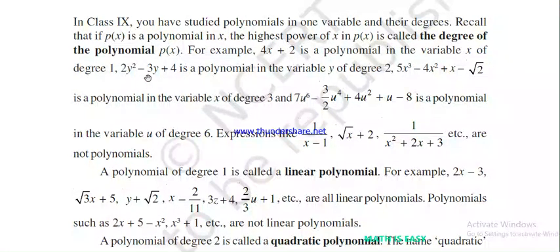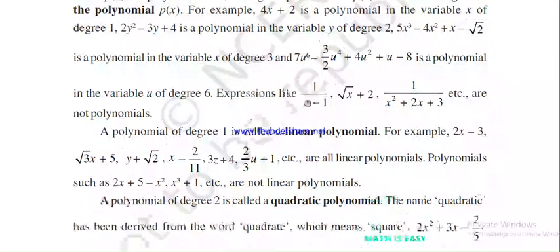2y square minus 3y plus 4. So it is another polynomial. Here highest power of a variable y is 2, y to the power 2, right? So it is a quadratic polynomial. Then you have another polynomial, 5x cube minus 4x square. So here highest power of x is 3. So I can say it is a cubic polynomial, and here it is a polynomial whose degree is 6.